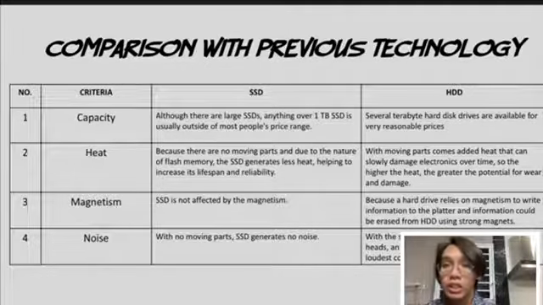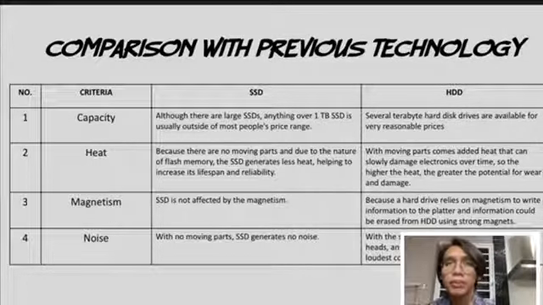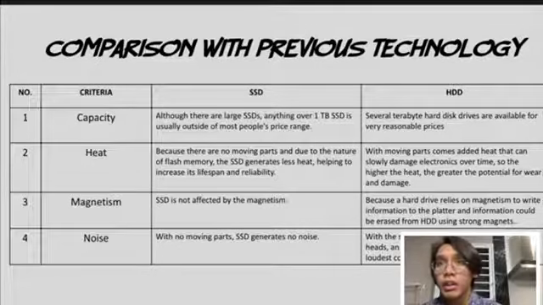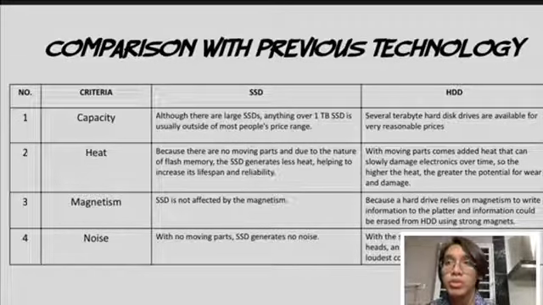HDD is actually not very safe because it can suffer from the heat of the PC. So the second criteria, which is magnetism: SSD is not affected by magnetism, but the hard drive relies on magnetism to write information, and information could be erased from an HDD using a strong magnet.